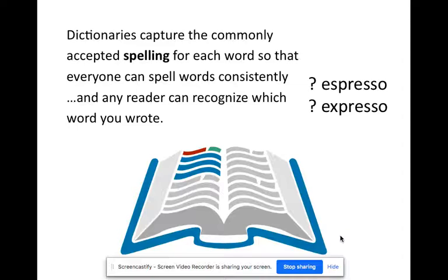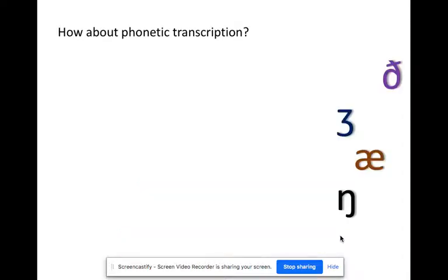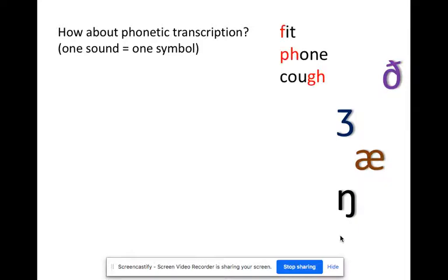So, what about for phonetic transcription? The purpose really is not the same. Let's look at this. By phonetic transcription, we mean a system where one sound always is represented by the same symbol. For example, whether it's the initial F in fit or phone or the final F in cough, we'll use the same symbol every time. So it's consistent. Okay, so this is what we mean.